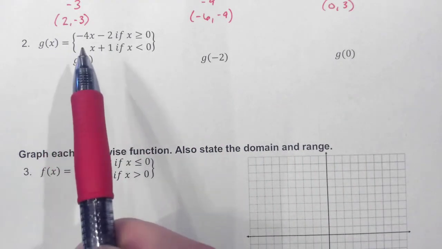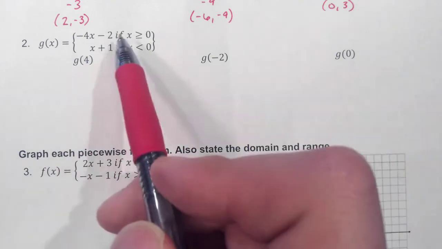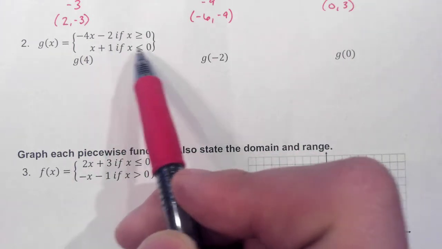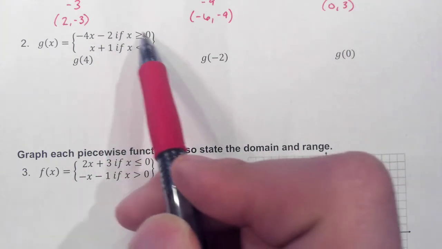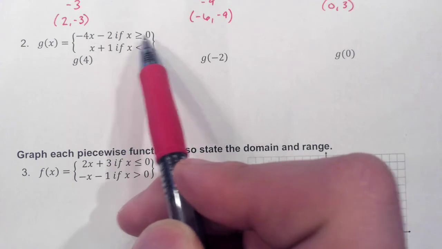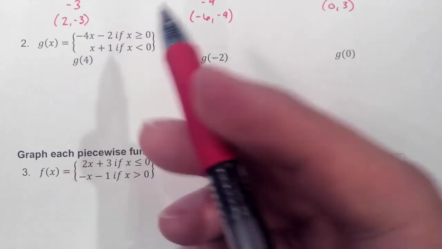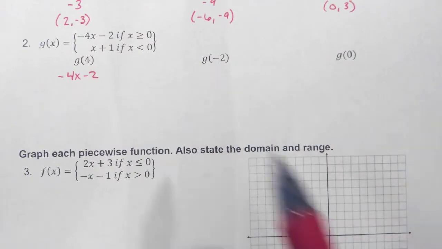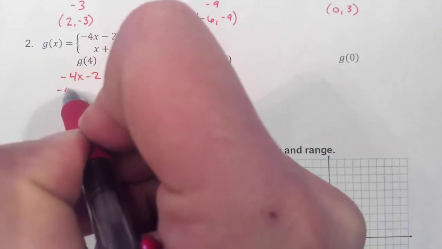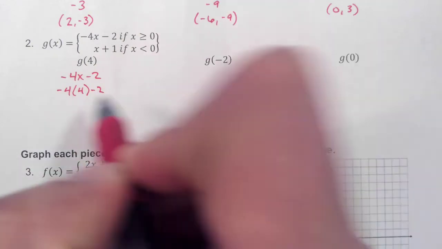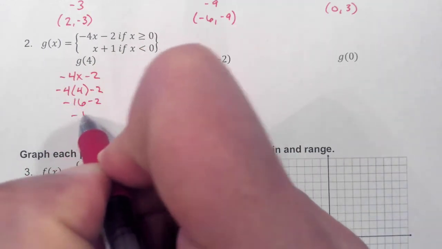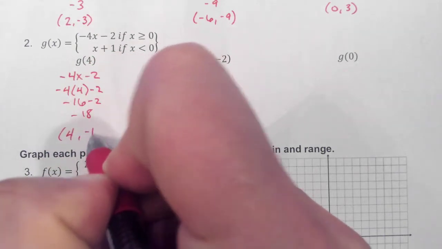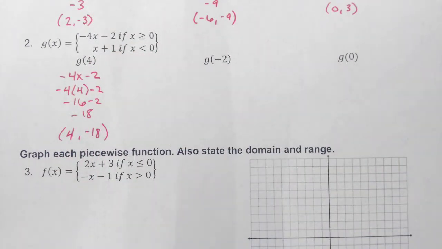All right, so the g function, 4. So this time, if x is greater than or equal to 0, we use this one. If x is less than 0, we use that one. So 4 is greater than or equal to 0. 4 is greater than 0. So we're going to be using the negative 4x minus 2 part. So we plug in negative 4 times 4 minus 2. So it's negative 16 minus 2, which is negative 18. As a coordinate, we plugged in 4. We got negative 18.